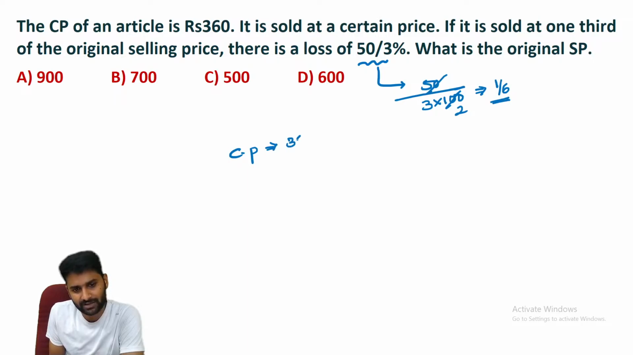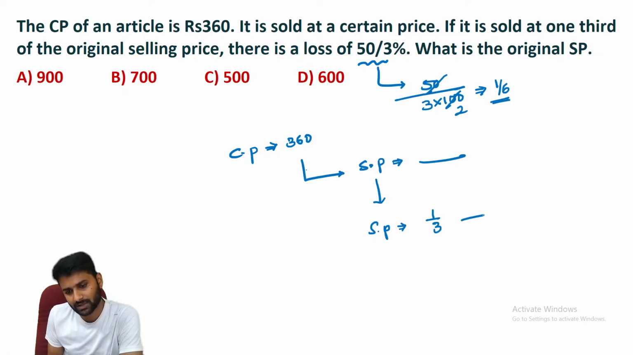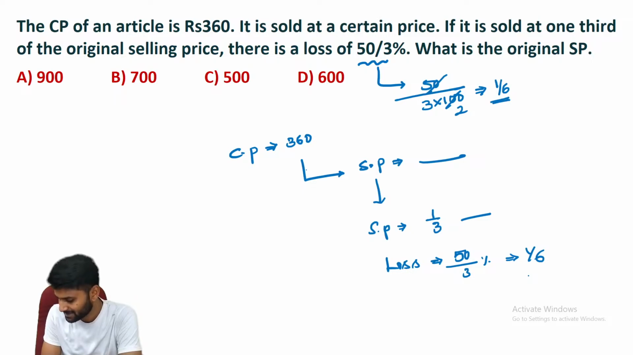Cost price of the article is 360. Now he sells at a certain price. Again, if he sells it at one third of that amount, a person incurs a loss of 50 by 3 percent, which means a loss of 1 by 6.